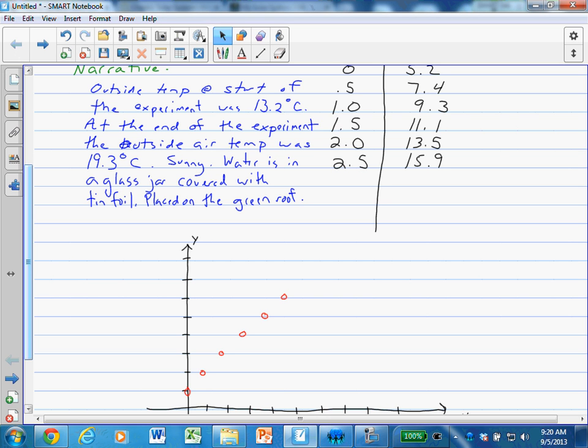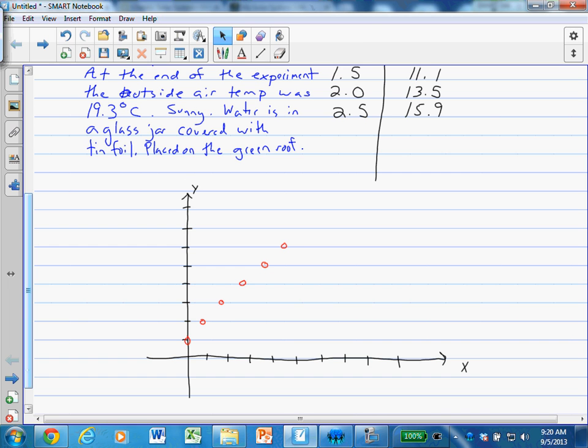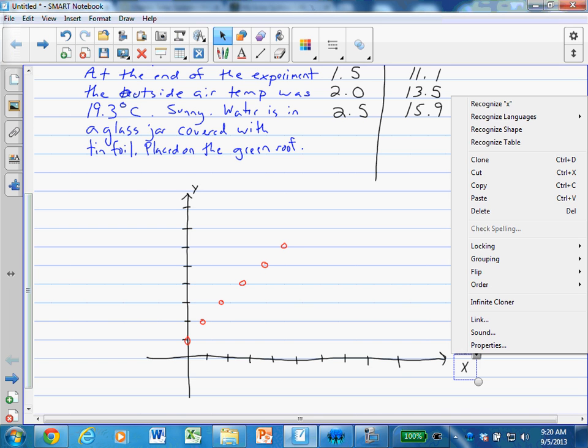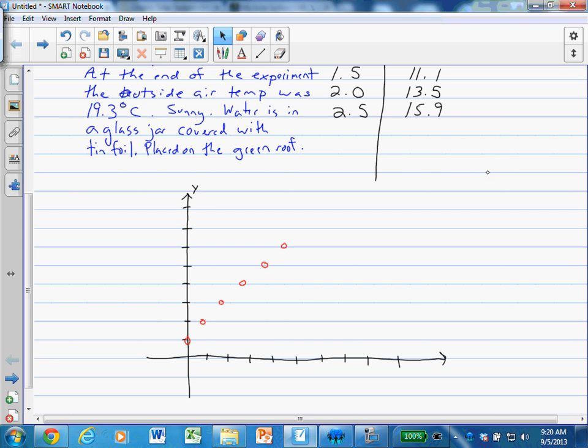How's my graph? Not so good, right? Is that what you were going to say? All right. Because what did I... Okay, first off, I labeled it XY. That's not very descriptive for us, right? So let's cut that. And we'll make it, what was our X?